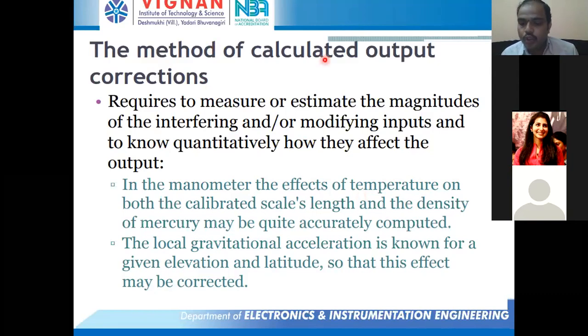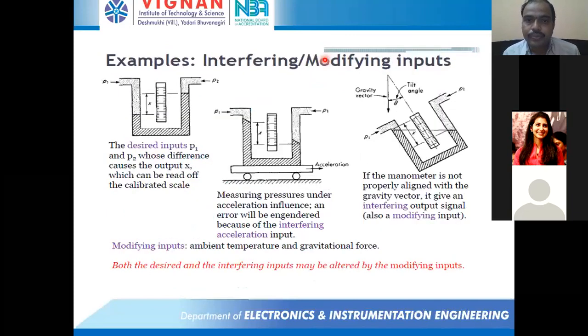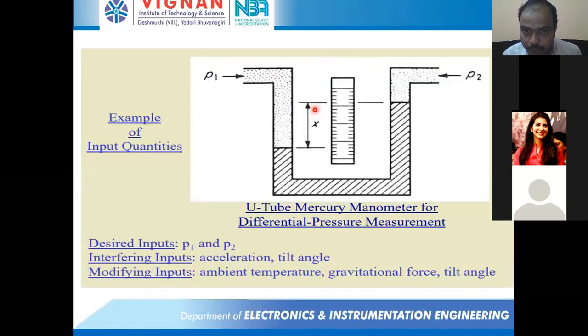Generally, what should this level be? This level should be only because of the pressure difference, but because of the interfering input, that is temperature also, there is some amount of change. For example, because of P1 minus P2, actually it should be 2 centimeters. But because of the change in temperature, 2.2 came actually. But actually that is the error. But when do you come to know that error?